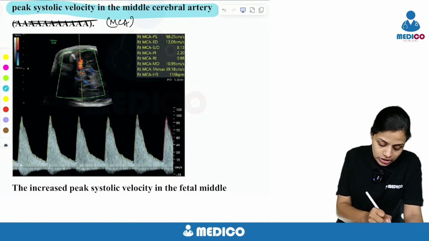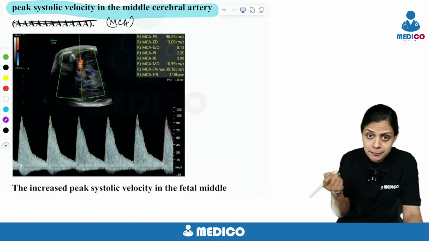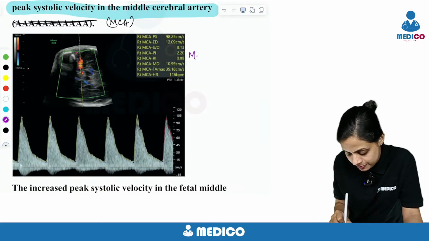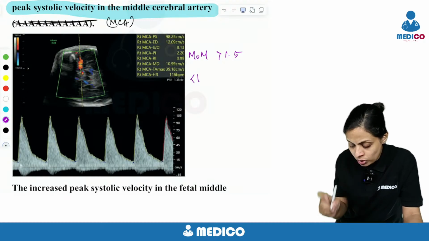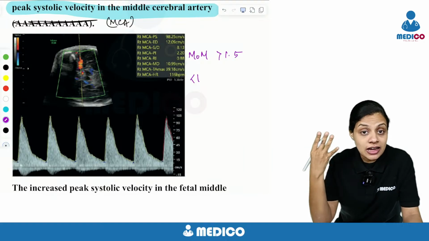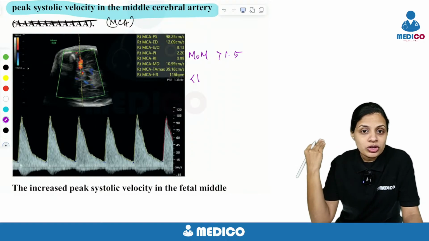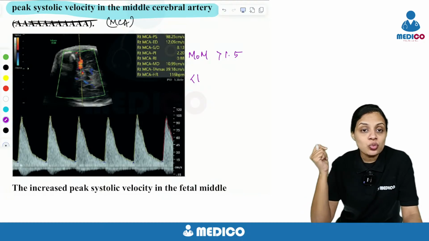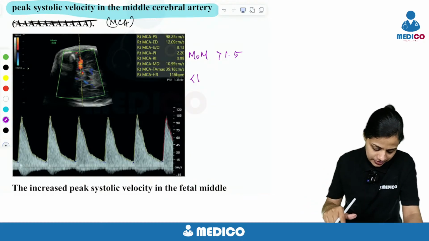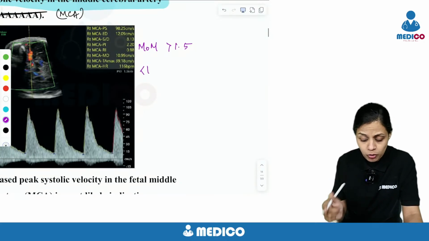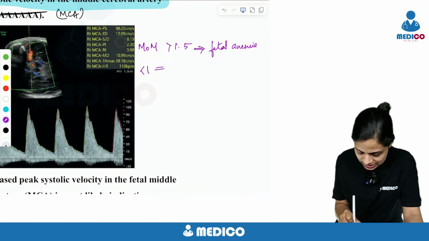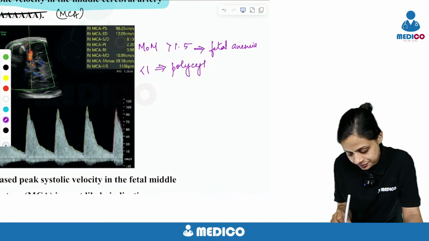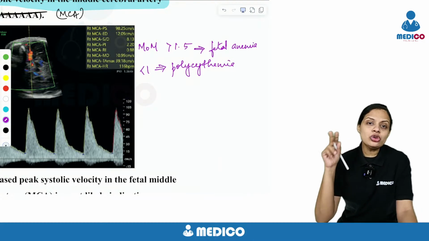Even though you won't be able to remember all the velocities, you have to remember the multiples of median, as it is mentioned. If it is more than 1.5 or less than 1: more than 1.5 means the peak systolic velocity is higher. When is it higher? When the blood is flowing faster, when there is a brain sparing effect, which occurs in a case of fetal anemia. Here the answer is fetal anemia. So more than 1.5 multiples of median indicates fetal anemia, while if the MOM is less than 1, that means there is fetal polycythemia. So these are the only 2 points you have to remember.